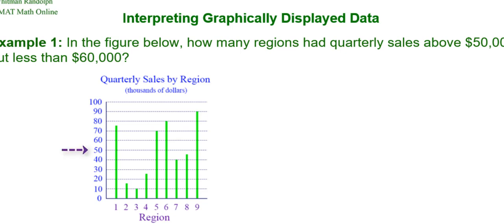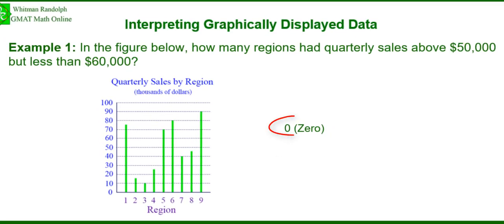If you look at the $50,000 and $60,000 levels, you can see that no bar actually has its maximum between these 2 levels. So the answer to the question is 0.